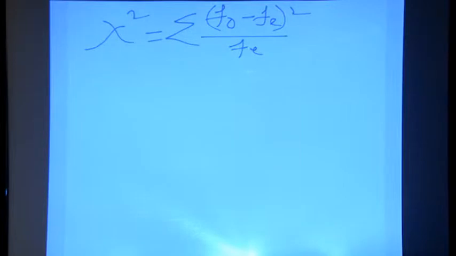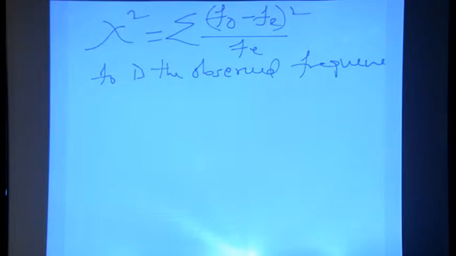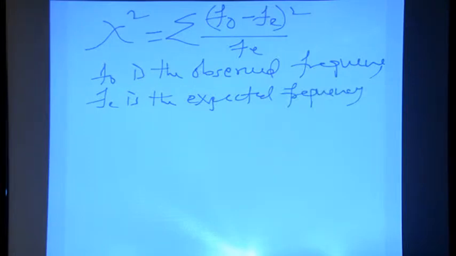Now, what is FO and FE? FO is the frequency that is observed, so FO is the observed frequency. And FE is the expected frequency, that is why E is there, expected. So, observed frequency and expected frequency, and that is all that we need.